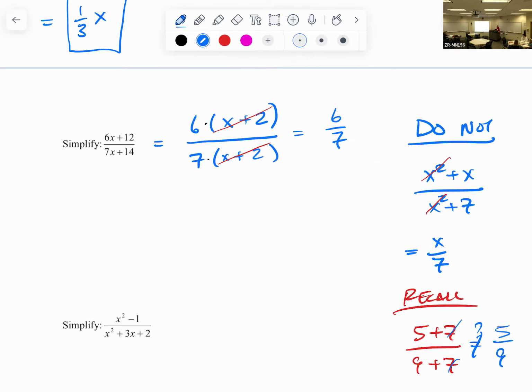All right, Brian. So when you got the x, is that just because you found the greatest common factor? Yes, when I did the greatest common factor in the numerator, when I pull a 6 out, that leaves an x. When I pull 6 out of 12, that leaves a 2. Greatest common factor in the denominator, pull 7 out of 7x, leaves an x. 7 out of 14 leaves a 2. We're just doing greatest common factor numerator, denominator, and then seeing what cancels.